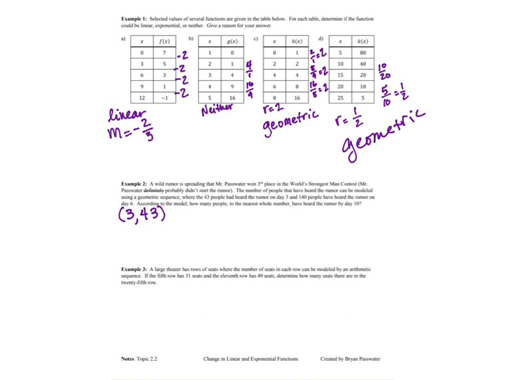140 people have heard the rumor on day 6. It is geometric, that's what they said. According to the model, how many people to the nearest whole number have heard the rumor by day 10?